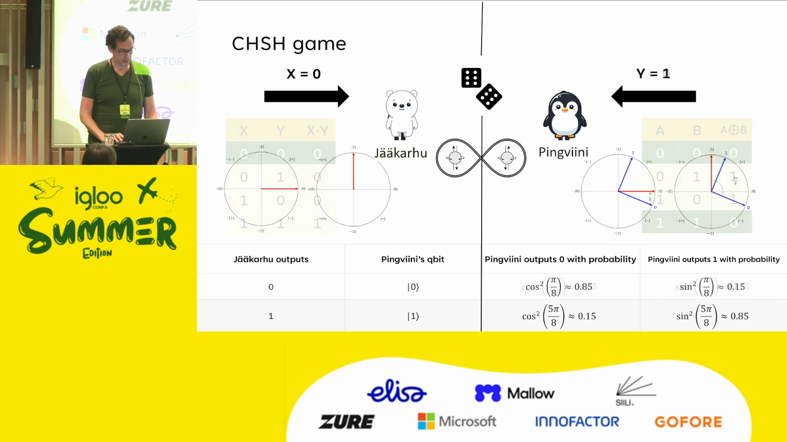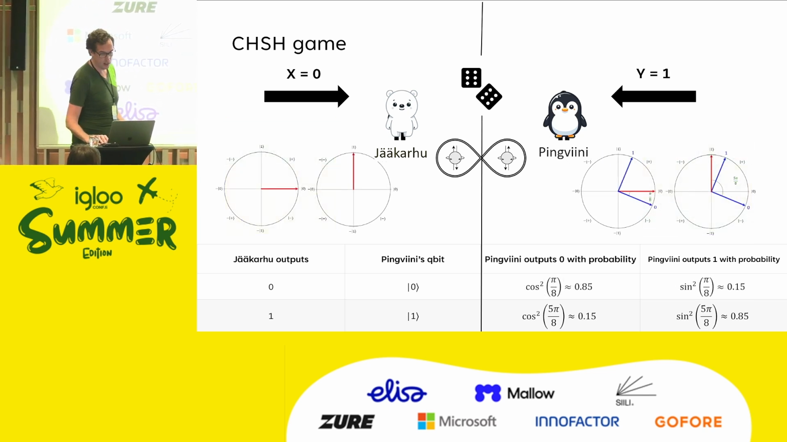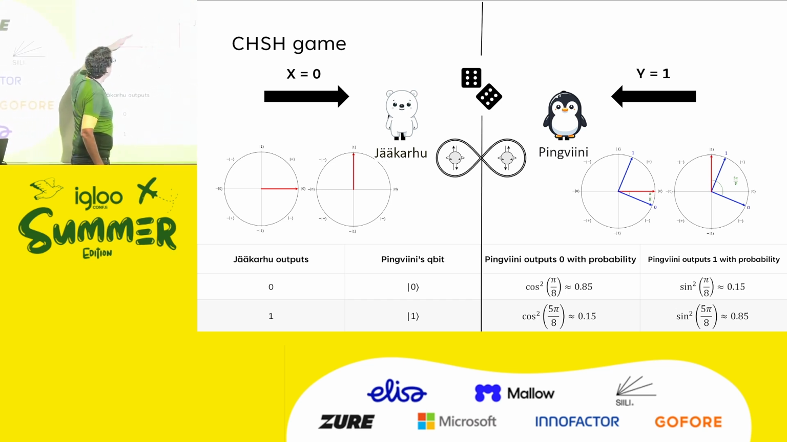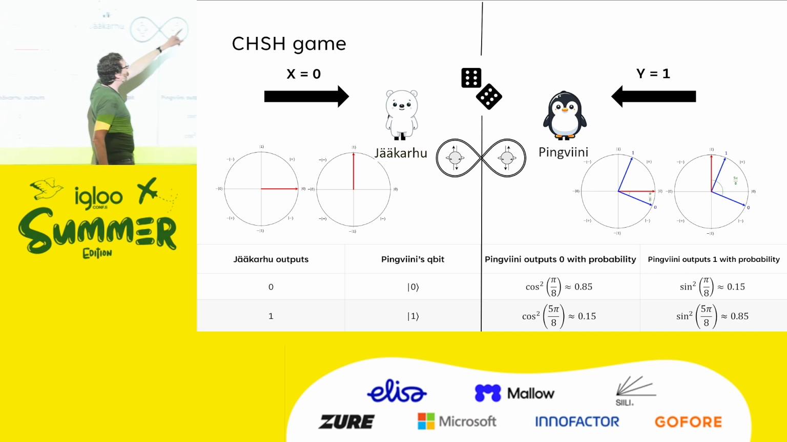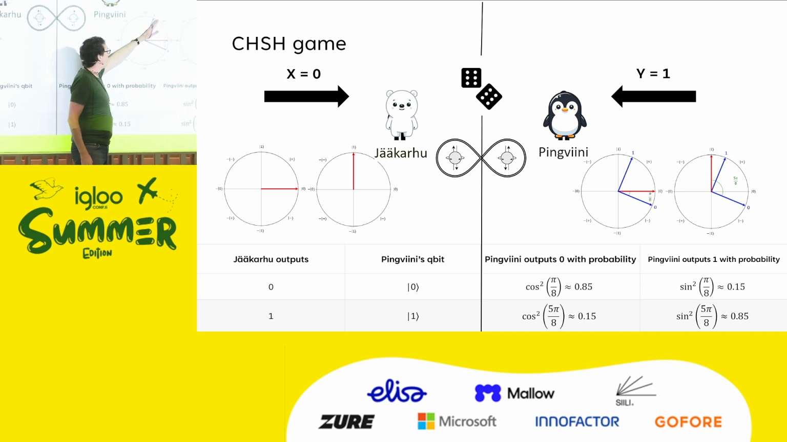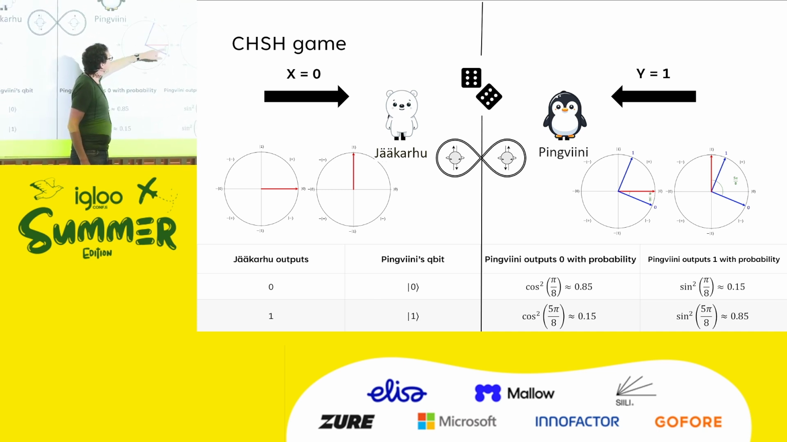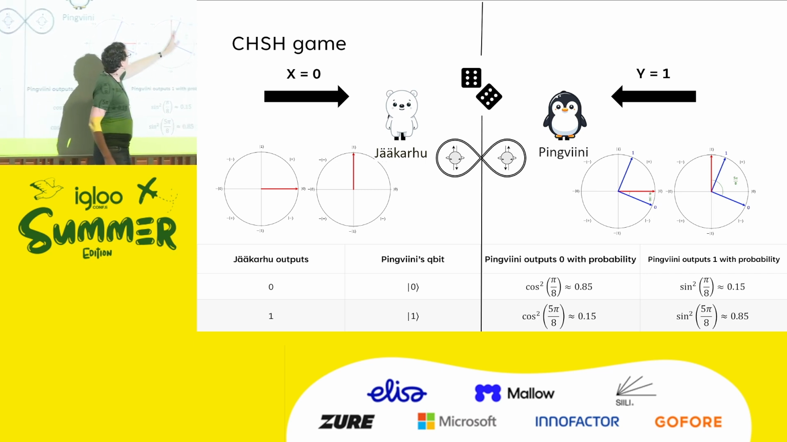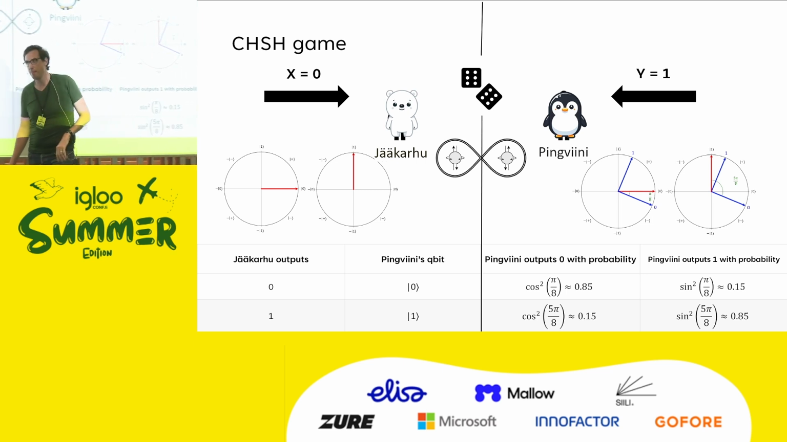So let's look at the second one. It's the same thing. X is still 0. So we still measure in the computational basis, but now y is 1, and we're going to measure in positive π/8. And you see the same thing. If red is 0, blue is also 0. If red is 1, blue is also 1.